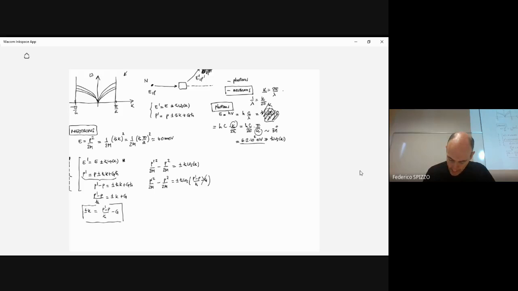So in this case, we have just p prime squared divided by twice the mass minus p squared divided by twice the mass is equal to plus or minus h bar omega s of p prime minus p divided by h bar. So at this point, we may build up a diagram in this way.